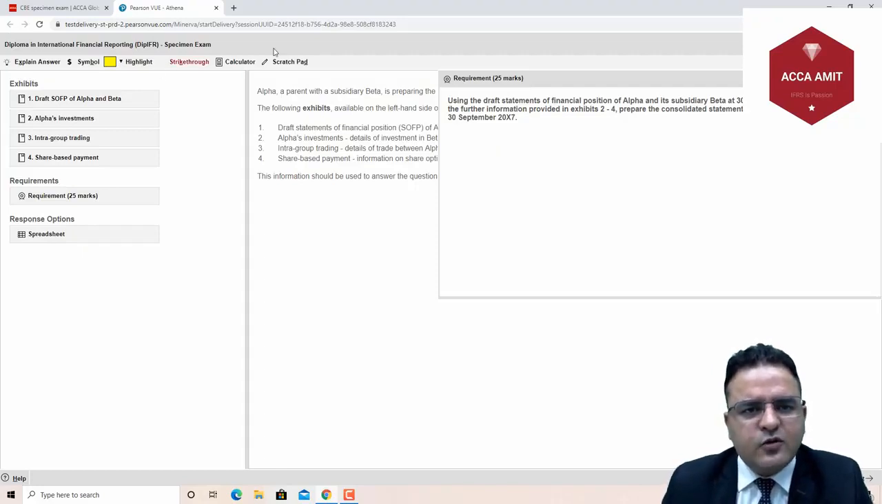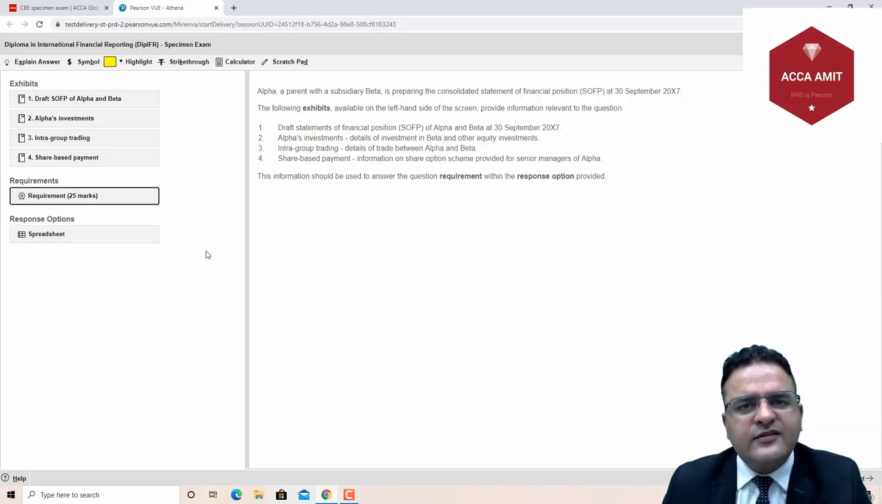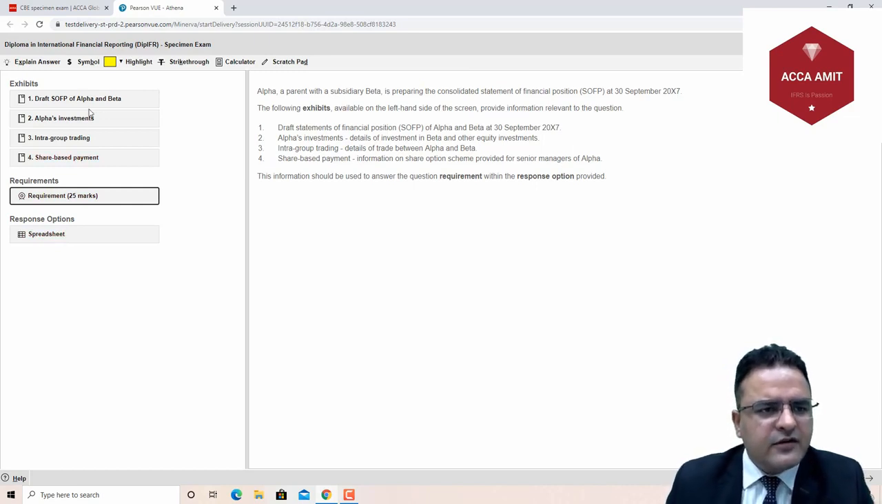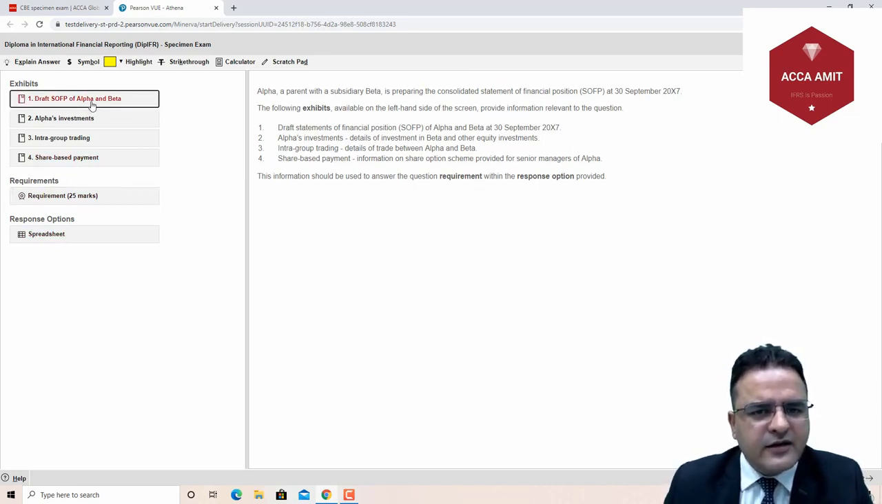Now here there are two things we've got. The parent is Alpha, the subsidiary is Beta, and the date of reporting is 30th September 2007. We'll need this information. Next, we need to prepare a statement of financial position, that's clear, and the response option available here is a spreadsheet.